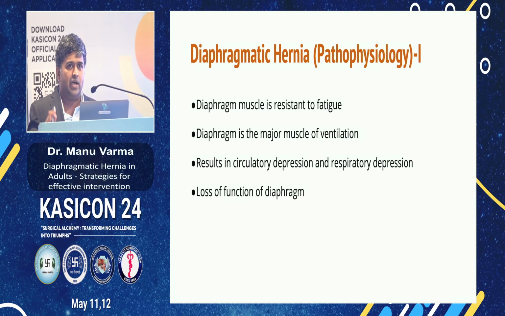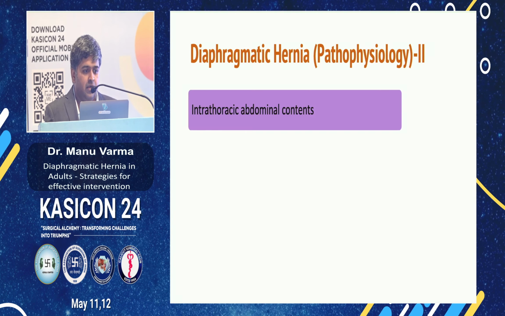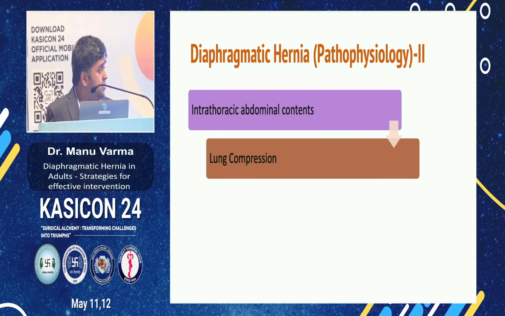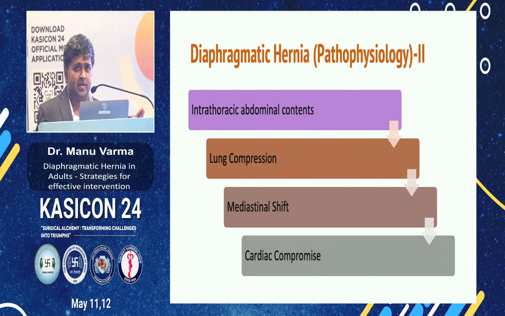Now the diaphragm is one involuntary muscle that is absolutely resistant to fatigue. The moment it gets fatigued, you go into respiratory failure, and it is the major muscle of ventilation. So once a patient develops sequelae of diaphragmatic hernia, it ultimately results in circulatory depression, respiratory depression, and a loss of function of the diaphragm. And also, there could be strangulation of the herniated contents in the thorax. So that is also a problem. Now, we have the intrathoracic abdominal contents which cause lung compression, leading to a mediastinal shift and cardiac compromise, being the ultimate reason why someone develops these problems.